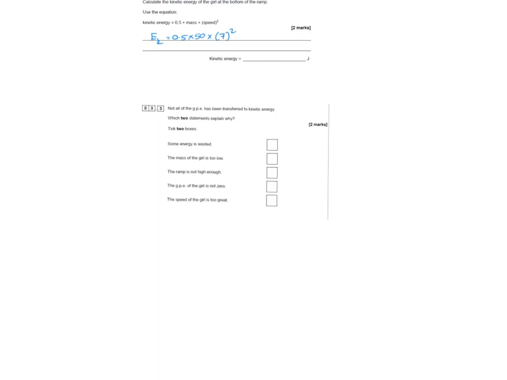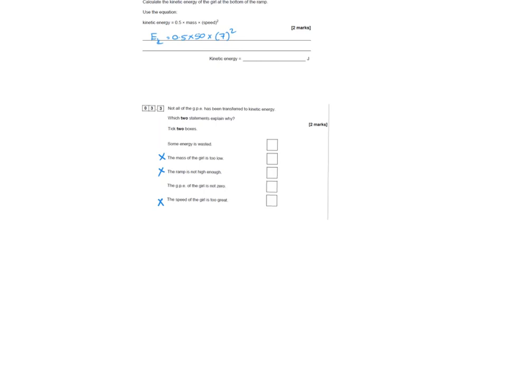So that's incorrect. The ramp is not high enough. That, once again, has nothing to do with the energy transfers. The gravitational potential energy of the girl is not zero, and the speed of the girl is not that great. So that's wrong, because that has nothing to do with not all the energy being transferred.